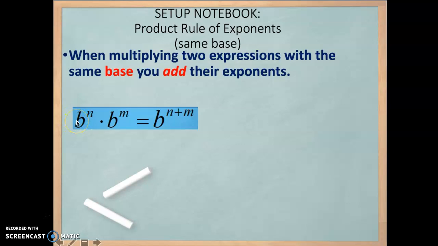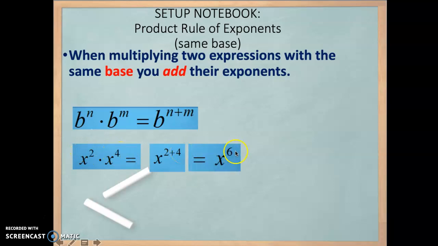So my base with the exponent of m and my base with the exponent n, what that means is my base is going to have my exponents added together, n plus m. When we look at numerical examples for exponents, we can see I have the same base, x. So x comes out, but I add the exponents, 2 plus 4, and I will receive 6. So again, if it's the same base, you add the exponents, same base, add the exponents.